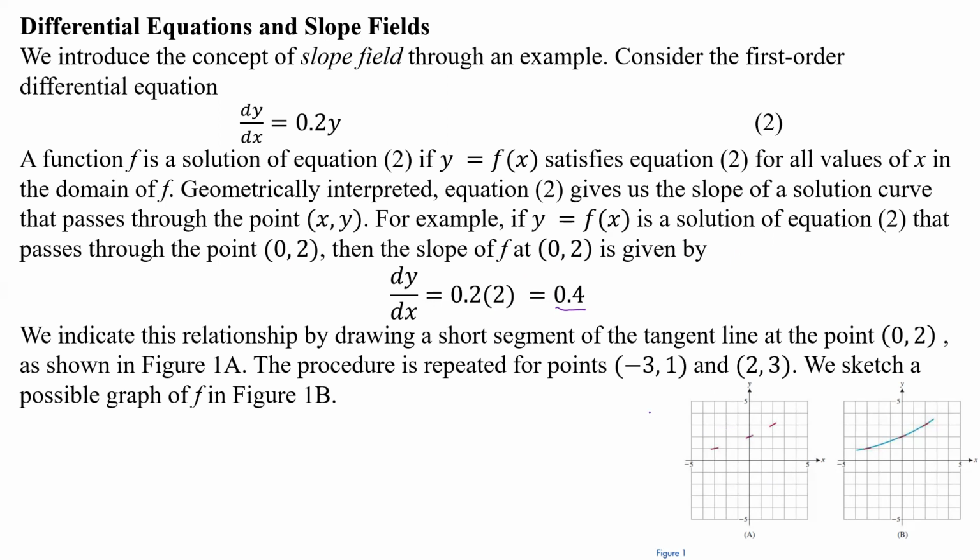Then we do it for (-3, 1). Plug in that, figure out what the slope is. And then we say, okay, well, that's now at this. Then we do it also for (2, 3), and we figure out what the slope is, and we sketch it in. And so we sketch it in for all those.